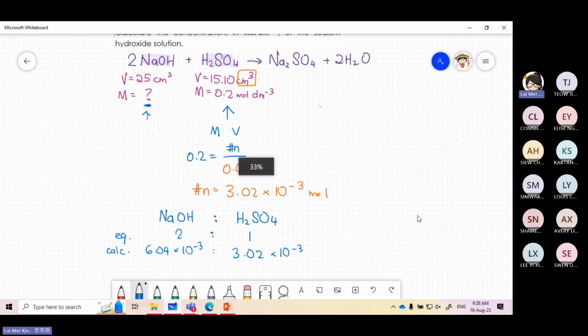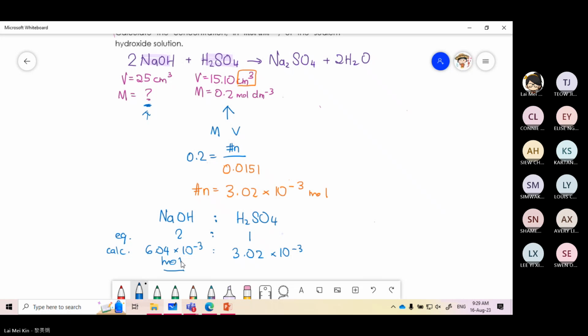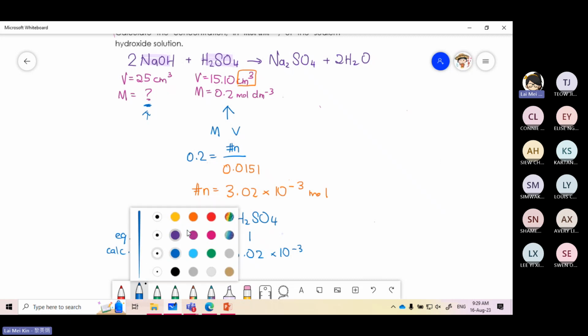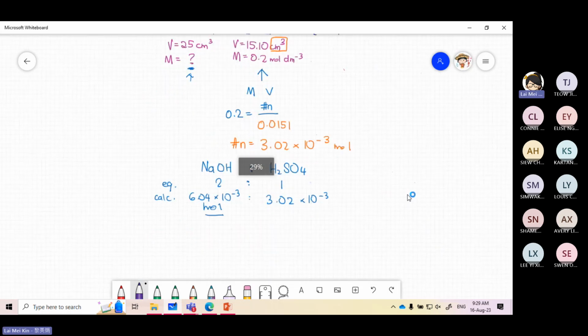If you notice, it's my way of solving so that I don't get confused. H2SO4 is always below H2SO4. Then I'll put this here: the information that I have, the information that I want, so that you don't get confused. So that's the example. I want to calculate concentration. The question is I need to calculate the concentration. I now have the number of mole of NaOH: 6.04 times 10 negative 3.